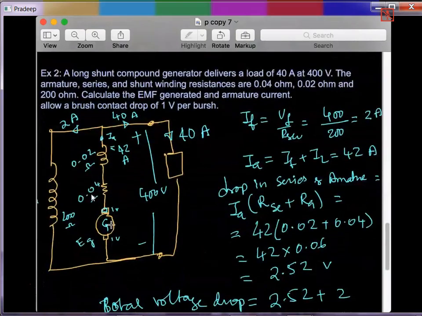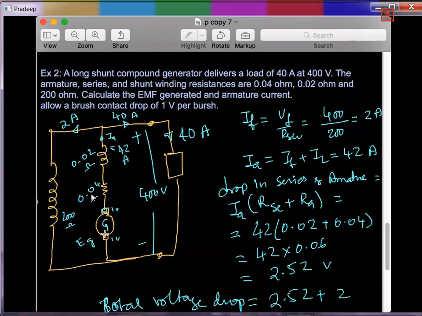So this is an example of a long shunt compound generator. As you can see from the circuit diagram, the shunt winding is long, and then there is a series winding is connected in series with the armature of the machine. So in this, again calculate EMF generated.